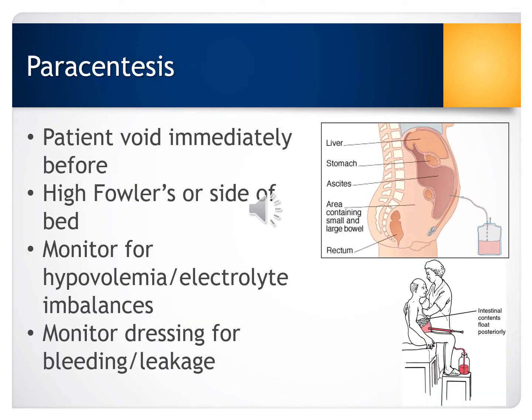When a paracentesis is planned, you want to have the patient void immediately before the procedure to prevent puncture of the bladder. Typically the patient will be in a high Fowler's position or will be sitting on the side of the bed. After the procedure, you should monitor for hypovolemia and electrolyte imbalances, and you want to make sure you check the dressing for bleeding and leakage.